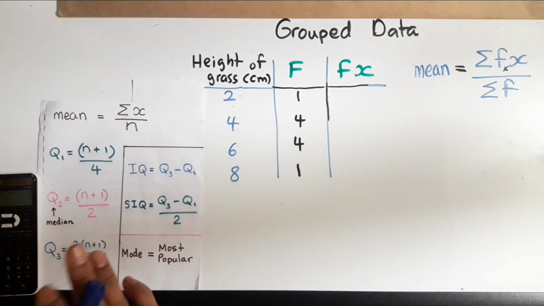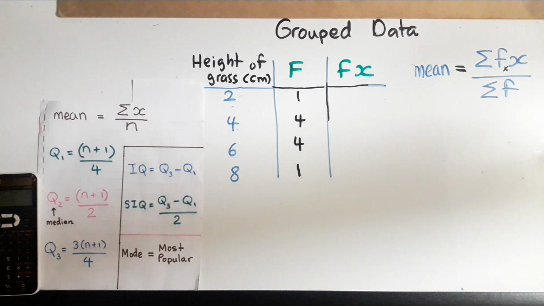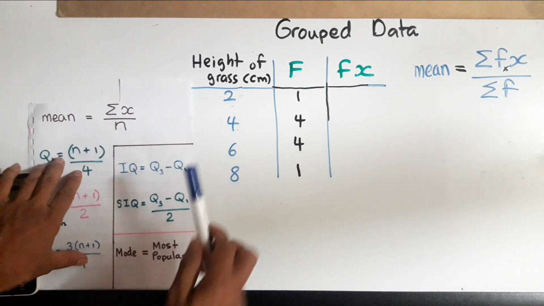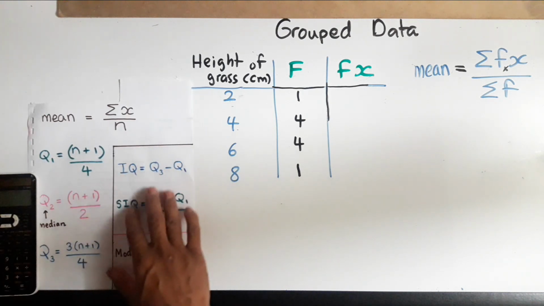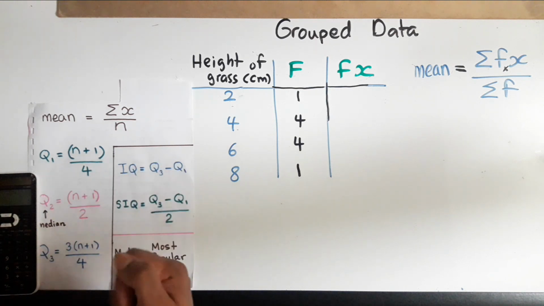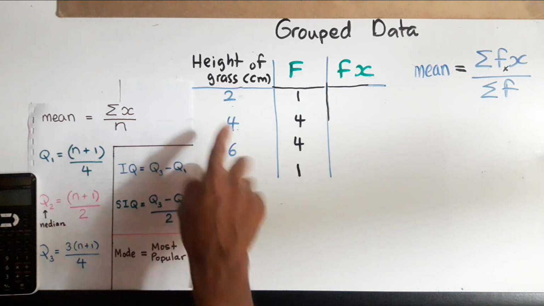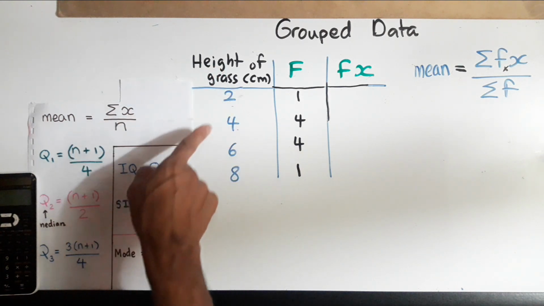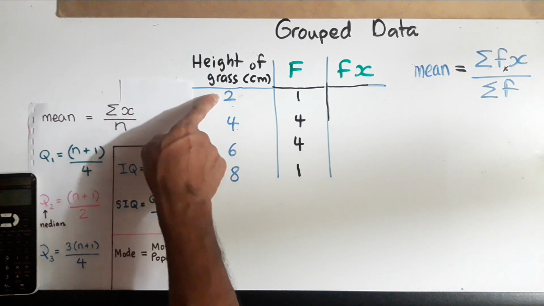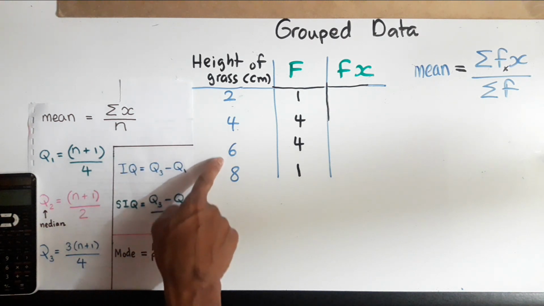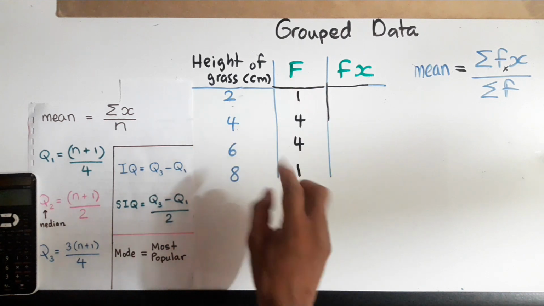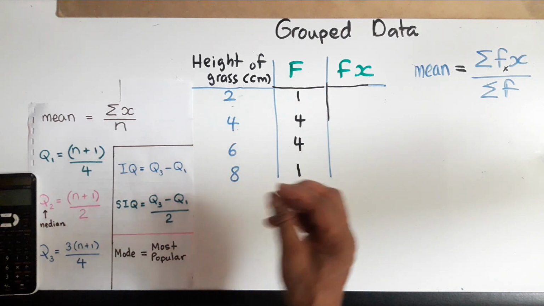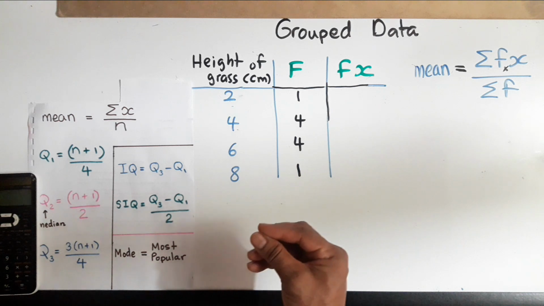Alright guys, so we're going to discuss Paiji's answer on grouped data, and we're going to see how it's different from ungrouped data. Here we have a table, and let's say that we were trying to gather information on the height of grass, measured in centimeters. Some of the grass was 2 centimeters, some was 4, some was 6, and some was 8. F stands for frequency. The frequency is the amount of times something happens.